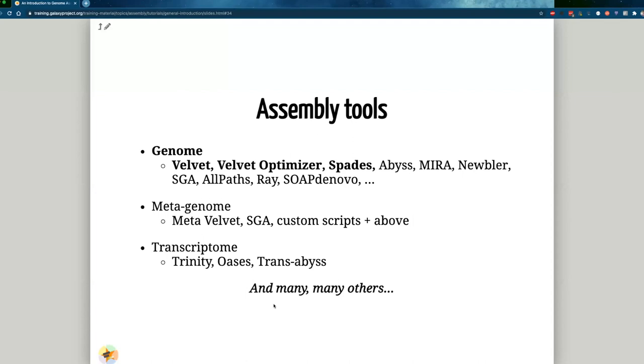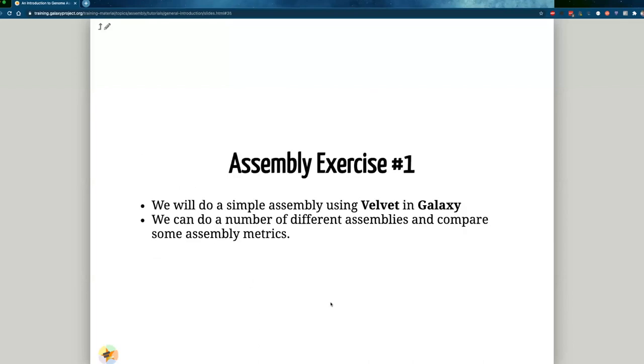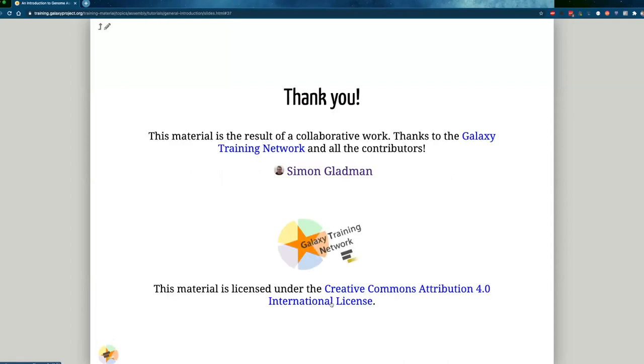The list is endless. We can also not just assemble genomes, we can assemble other things like metagenomes, and we can assemble transcriptomes using things like Trinity, Trans-ABySS, and there are many, many others. In fact, if you look up genome assembly on Wikipedia and then go to the list of tools, you have to scroll through like 5 or 6 pages of tools. You'll be doing an exercise, but not using Velvet, a bit later on, hopefully, if you do the assembly tutorial. So thank you for listening.